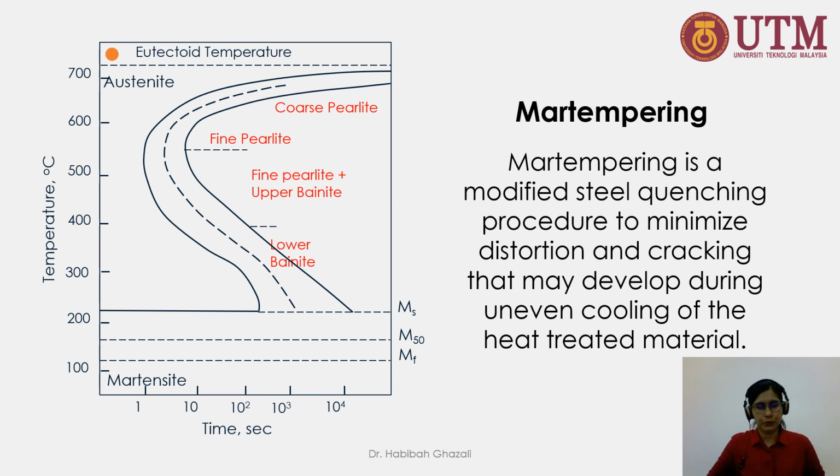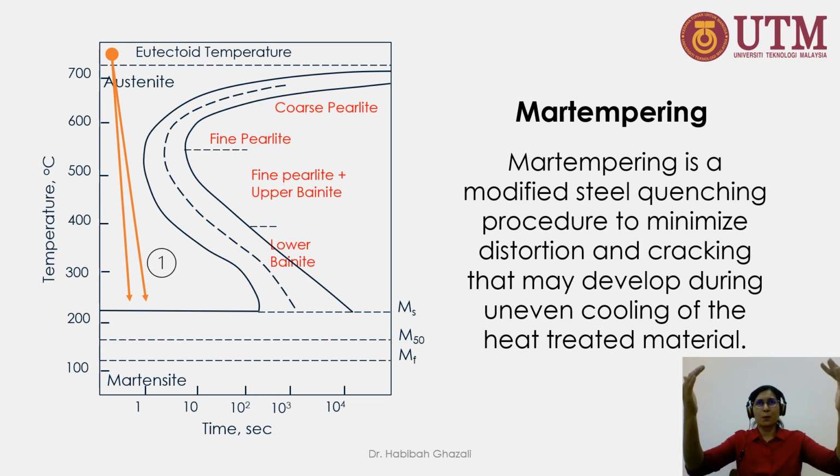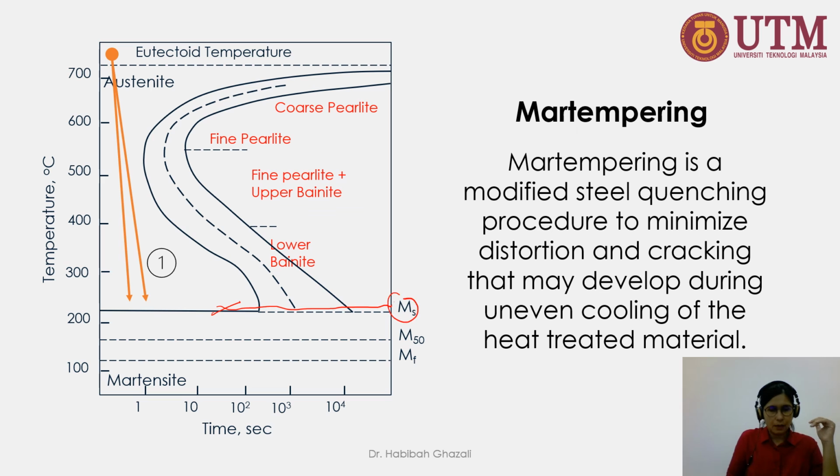And then the second procedure is that we quench it to a temperature above the martensite formation line, above this line here. So this is the martensite formation line. What they do is quench it to a temperature just above that line, so no martensite will be formed yet. And they will hold it at that temperature until the inside structure temperature catches up with the outside.